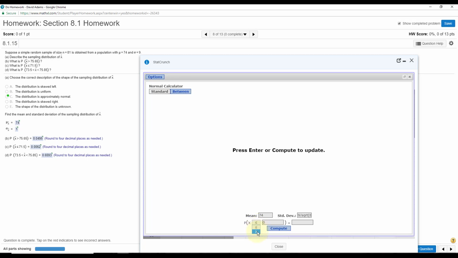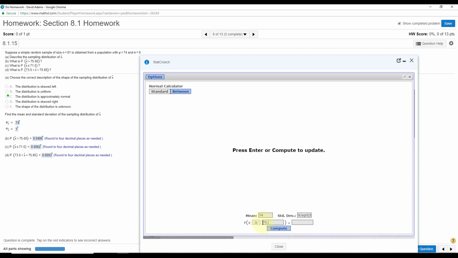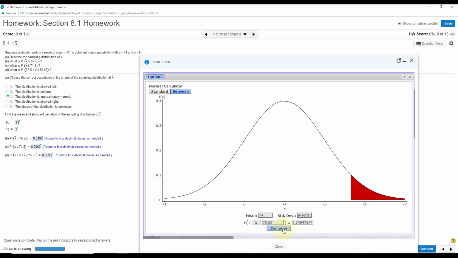So we want greater than, right? See that? And they want 75.65 there. And I compute, okay, and I get my answer. Do you see it right there? You do the other ones just the same. For this bottom one, you use between. Okay, let's go to the next.